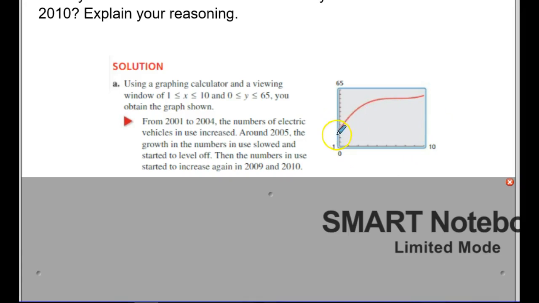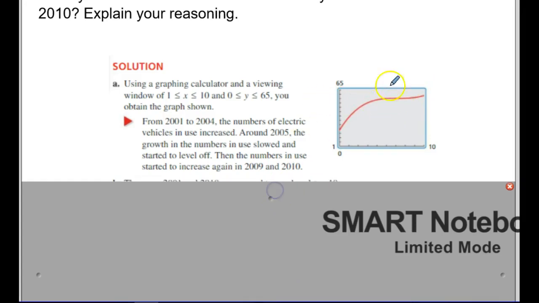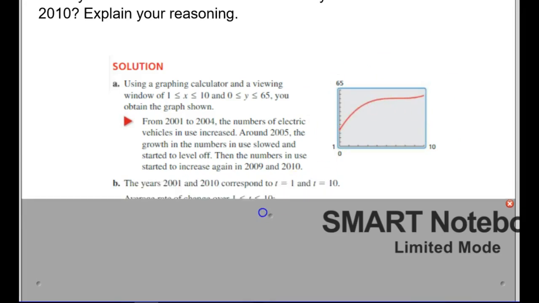Okay, so I see that my electric cars increased pretty greatly at first, but then right around 2005 kind of leveled off and are still slightly increasing. So that's how we can graph just a piece of our function and talk about what it means in the context of the problem.